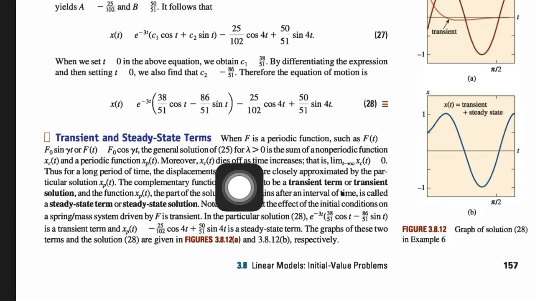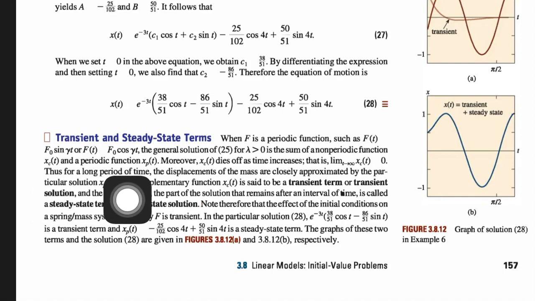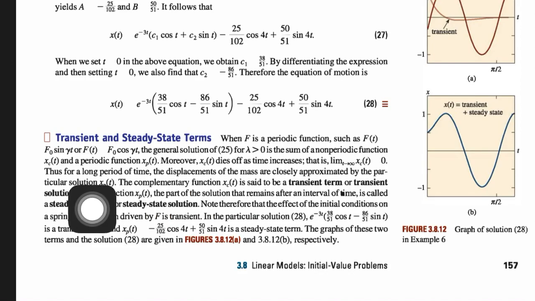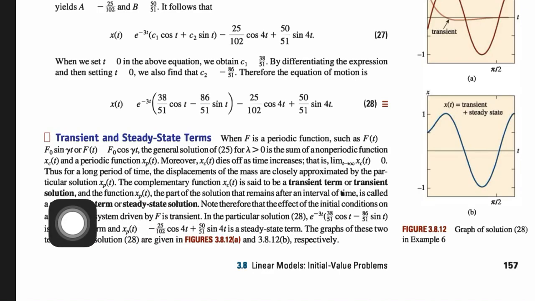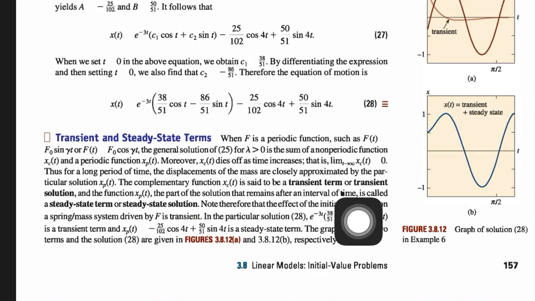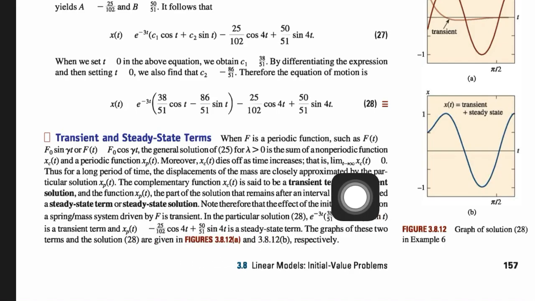Moreover, xc of t dies off as time increases, that is, limit t approaches infinity, xc of t equals 0. When time approaches infinity, the complementary solution approaches 0. Thus, for a long period of time, the displacement of the mass is closely approximated by the particular solution. The complementary function is called the transient term or transient solution, and the function xp of t, the part of the solution that remains after an interval of time, is known as the steady state term or steady state solution.